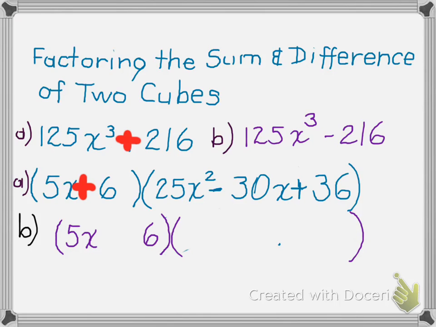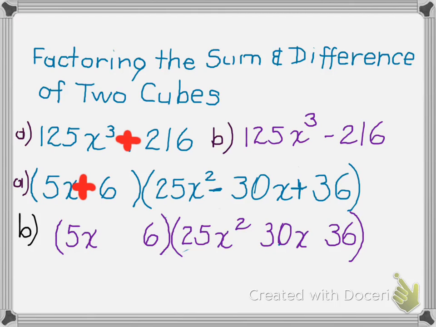Then we square the first term in the first set of parentheses, and we get 25x squared again. We square the last term. 6 times 6 is 36. And we multiply the two terms in the first set of parentheses together. 6 times 5x is 30x.